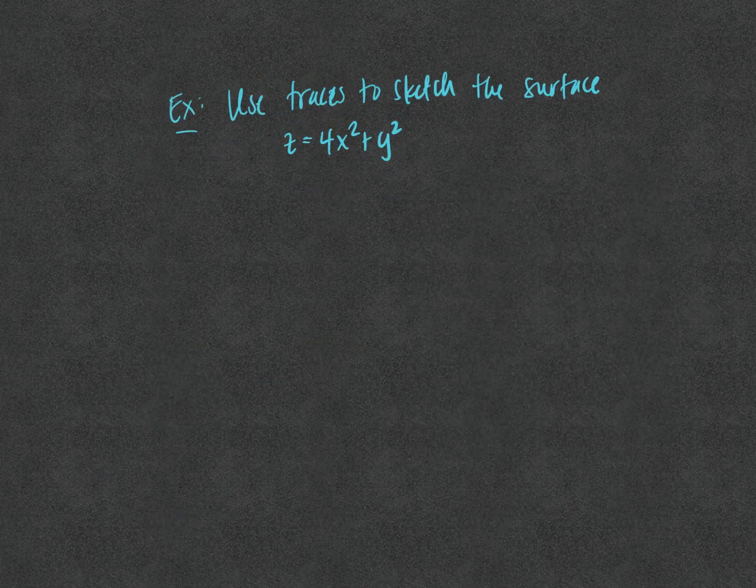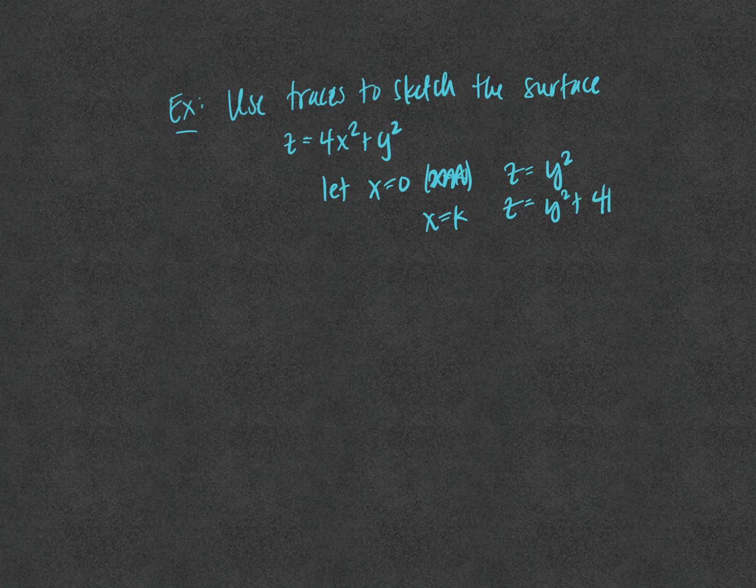In this example, we're supposed to use traces to sketch z equals 4x squared plus y squared. So last time I started with z, I started with the back. Let's start with x this time. Let's let x equal 0. Remember that eventually x equals k when we hit 3D. So since x equals 0, then we know that z equals y squared. And when x equals k, then we can say that z equals y squared plus 4k squared. So that's what takes our parabola and moves it from 2D into 3D.